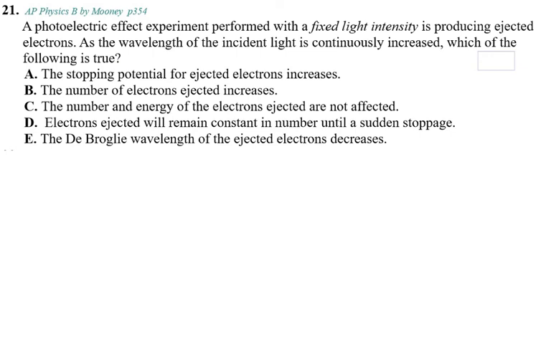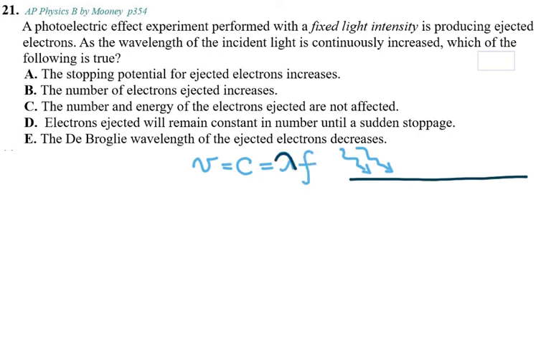For the next question, they say a photoelectric effect experiment performed with a fixed light intensity is producing ejected electrons. As the wavelength of the incident light is continuously increased, which of the following is true? So the wavelength of the light that is coming is increased. So if I have the surface and the light that is coming has a certain wavelength, the velocity, which is the speed of light of the photons, equals the wavelength times the frequency. If the wavelength is increasing, the speed of light cannot change, so the frequency is going to be decreasing. So if I am increasing the wavelength, I am decreasing the frequency of the incoming photons.